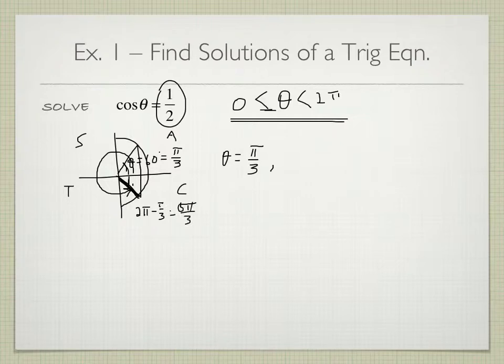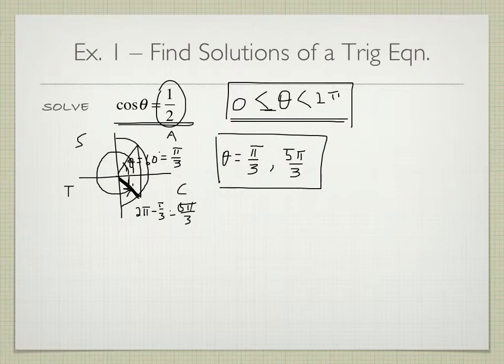Okay, so within this domain, the possible solutions to this equation are pi thirds and 5 pi thirds. Okay, so that's going to be our solution set. I think your book says write it like this, which is fine. This is under the condition that theta must be between 0 and 2 pi.